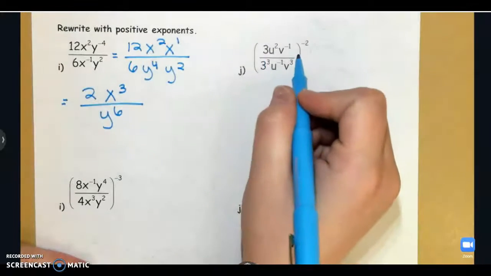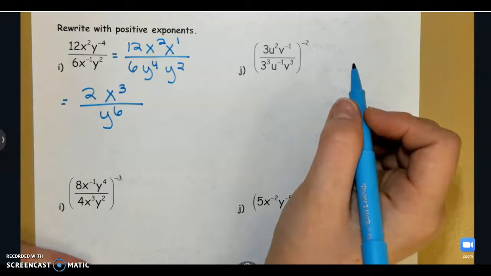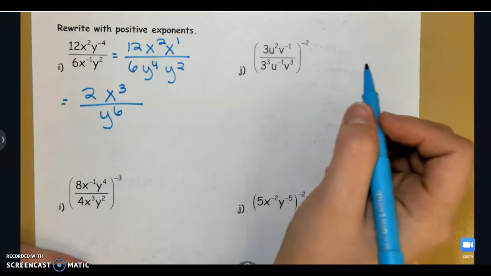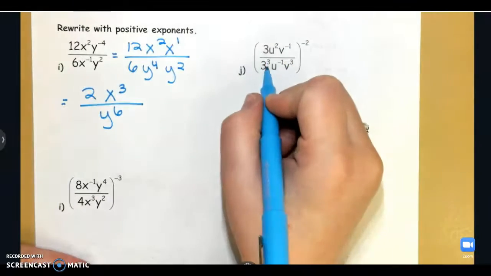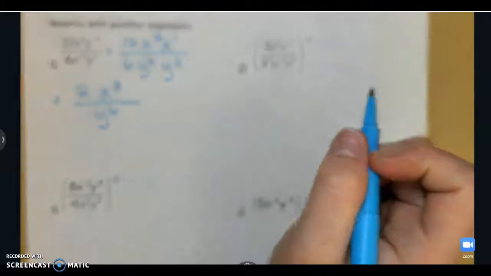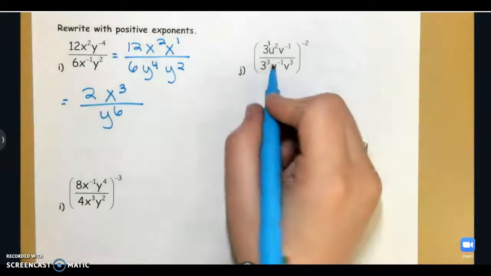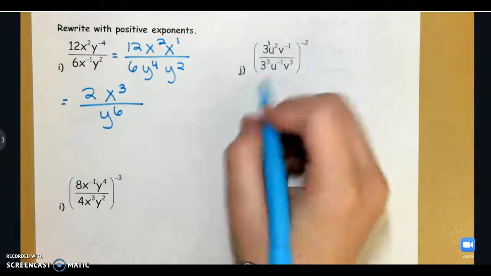Now J, there are two ways to approach these problems. My recommendation is to simplify what's inside your parentheses first, then distribute your exponent that's on the outside, or you can distribute first and then simplify. So I'm going to first simplify. Again, I am going to be moving and combining things. So this 3 on the top, that is 3 to the 1 power, of course. So 3 to the 1, u squared v to the negative 1.